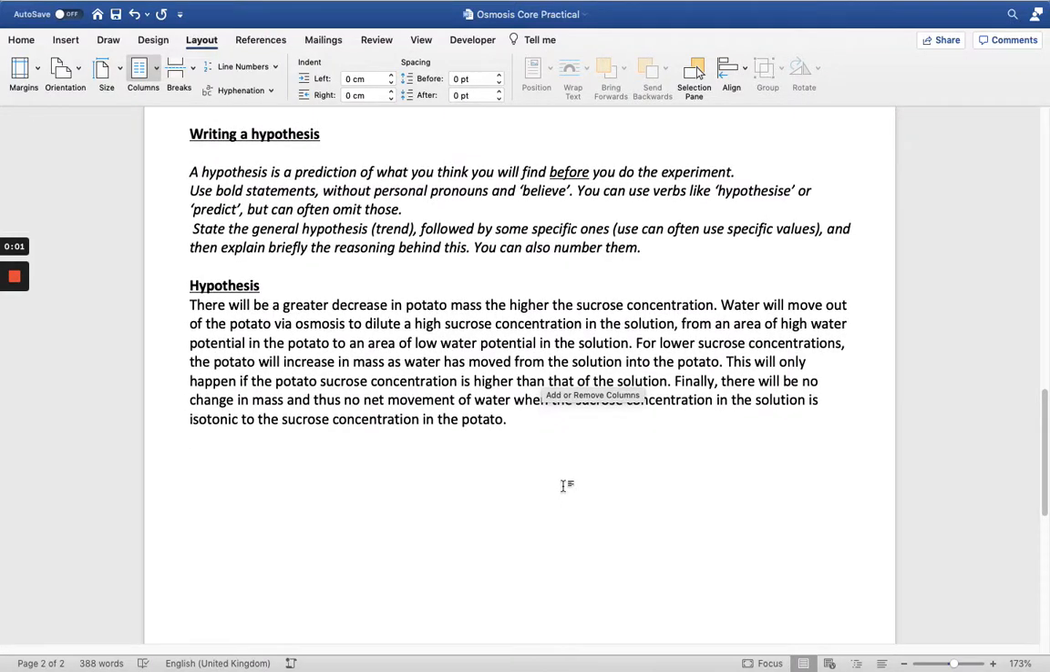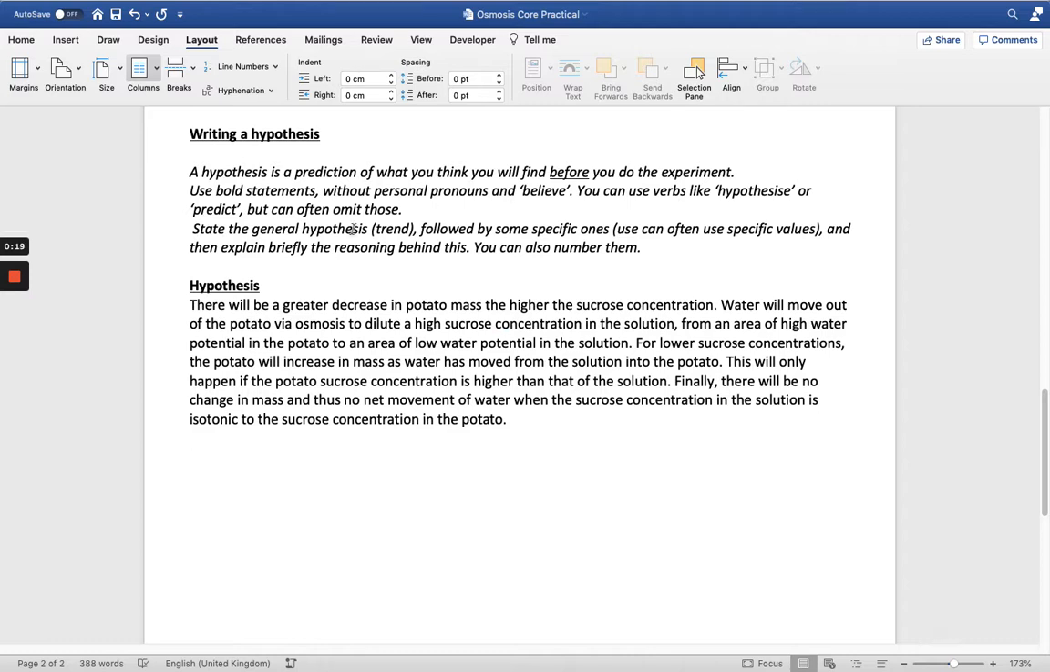Okay, so to write a hypothesis, I know that this can be a little bit tricky, and I do tend to come across lots of students using lots of personal pronouns and words that you shouldn't really include in your hypothesis when you're writing a core practical write up.